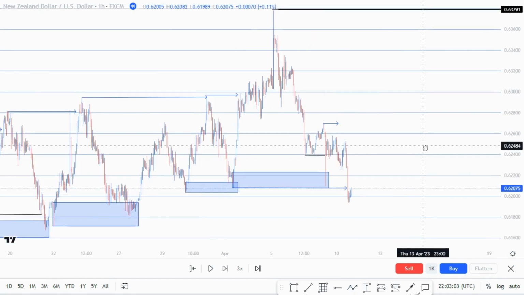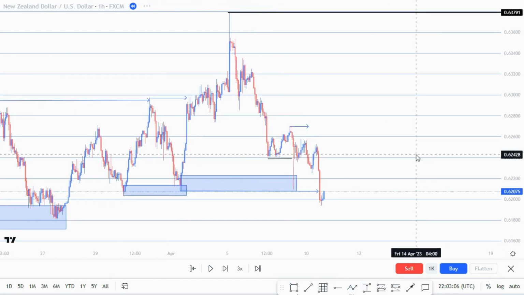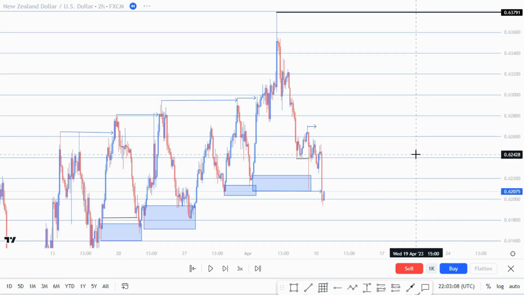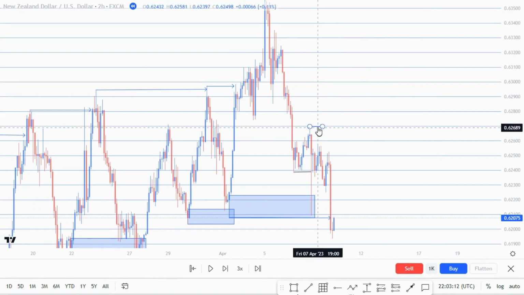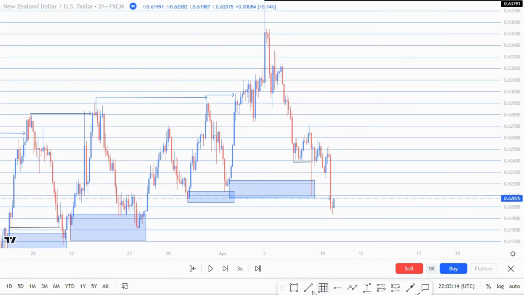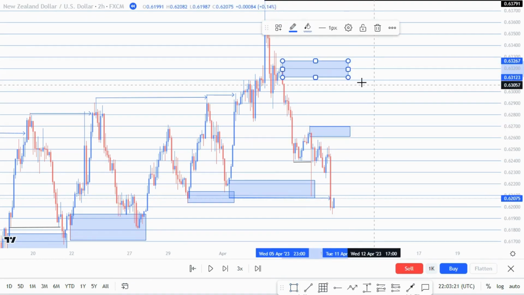So basically what we need to do first is find a supply zone that sponsored the change of character to the downside. And if you guys can see, we have a very nice supply zone right here. We actually have two supply zones.